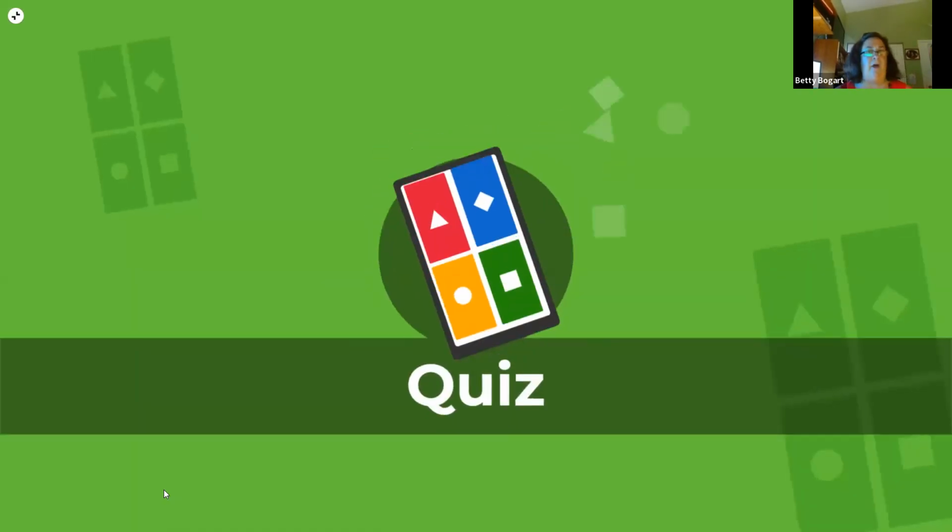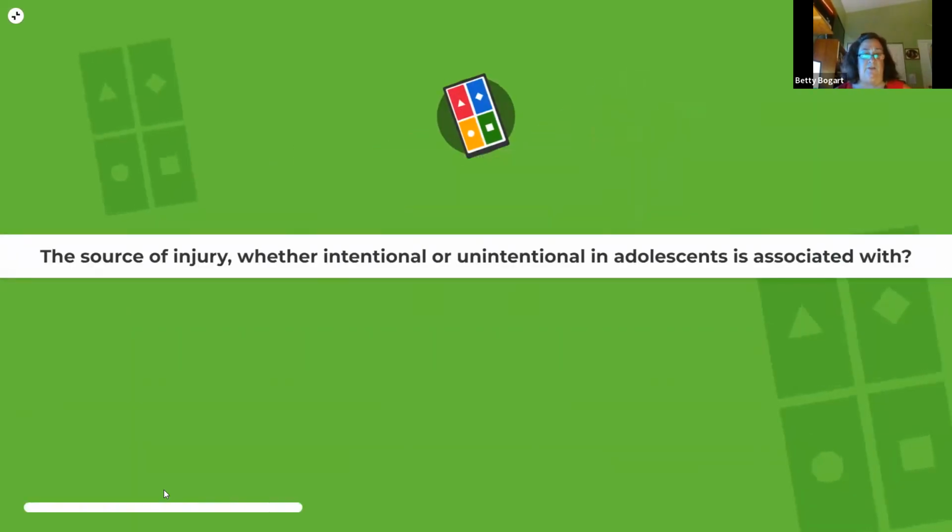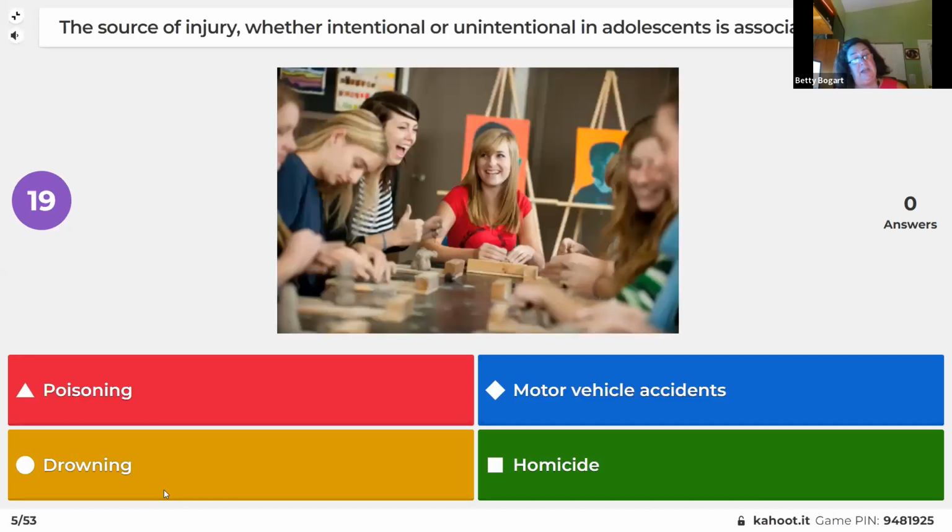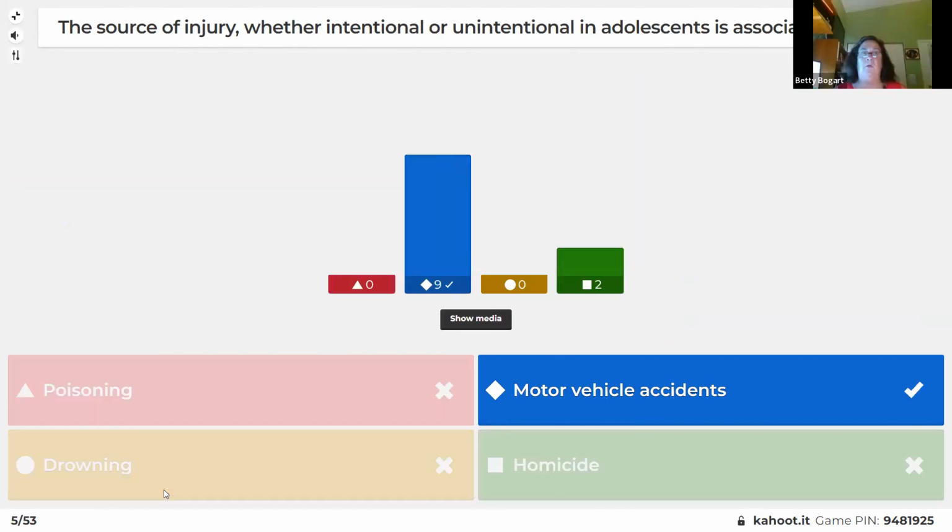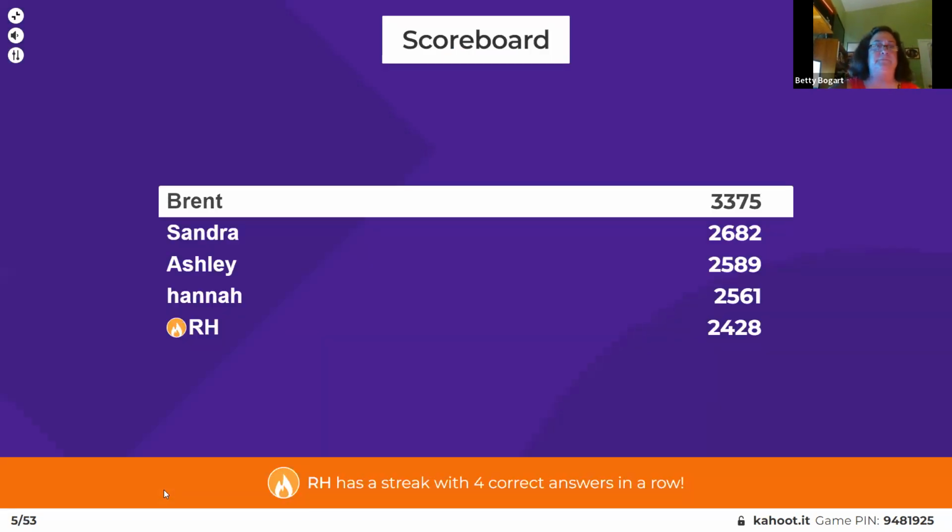The source of injury, whether intentional or unintentional in adolescence, is associated with motor vehicle accidents. So when you talk injury, children, think motor vehicle accidents.